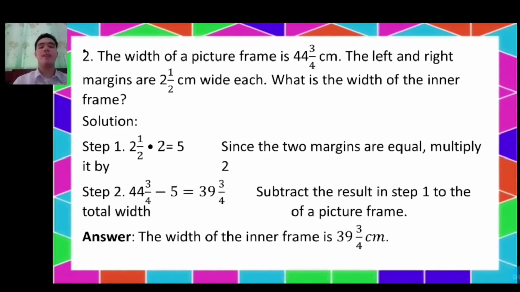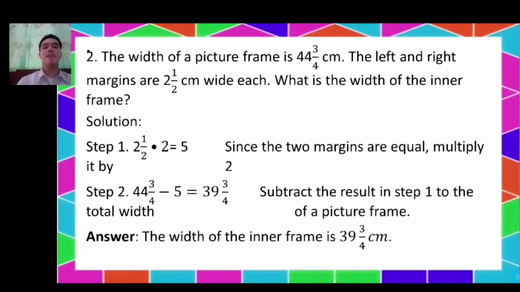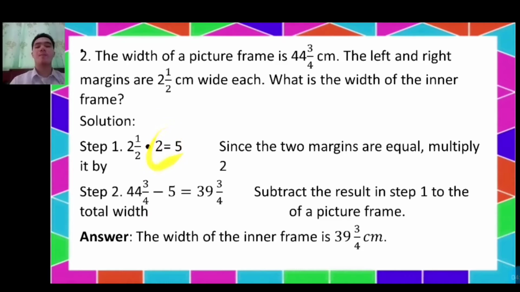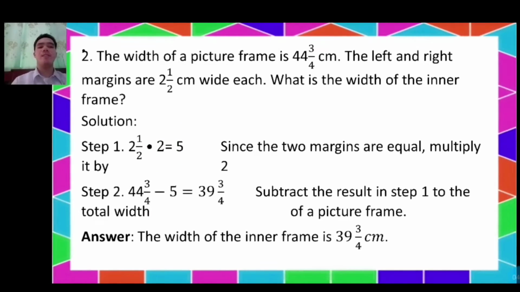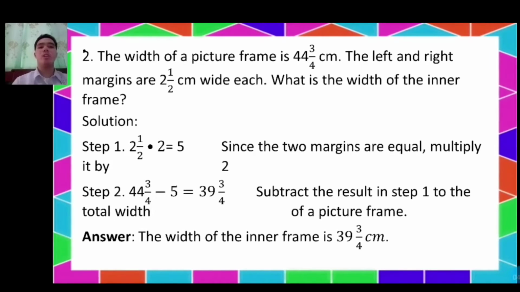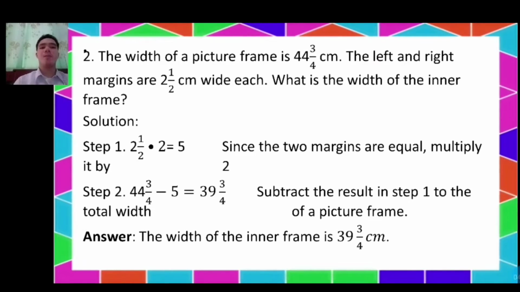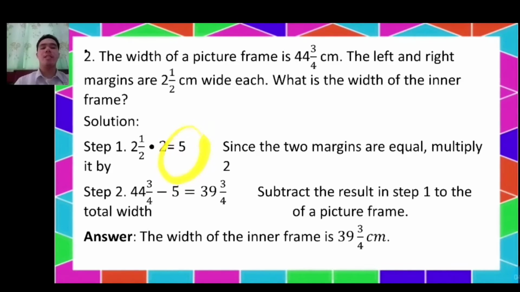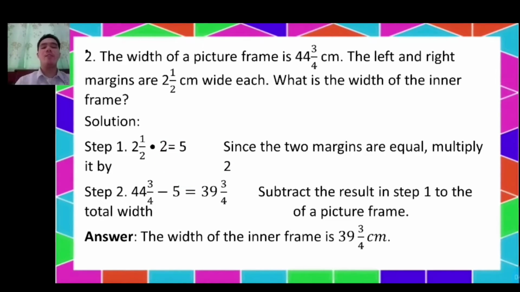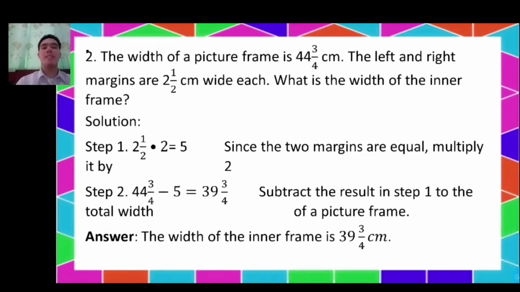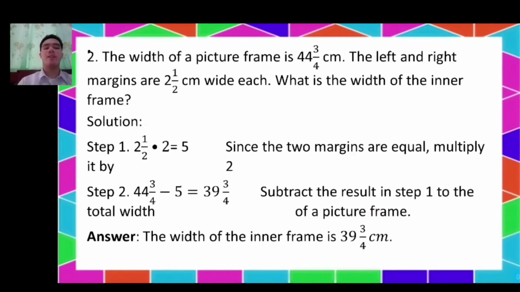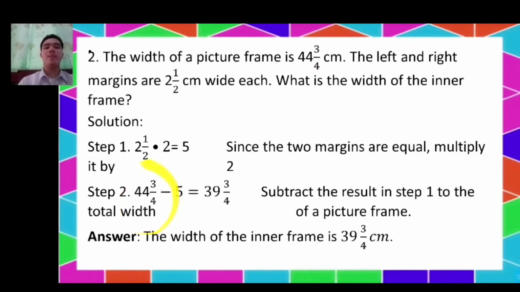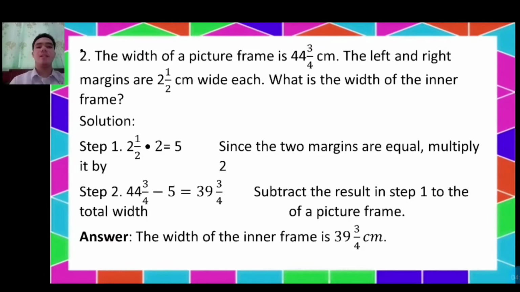So our solution is, you have to multiply the margin by 2. So 2.5 times 2, that is 5. Since the two margins are equal, we have to multiply it by 2. Step 2, since this will be our margin, we have to subtract it from the total width of the picture frame, which is 44 and 3/4. So 44 and 3/4 minus 5 is 39 and 3/4.